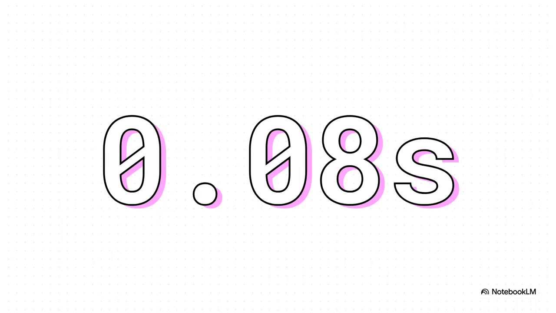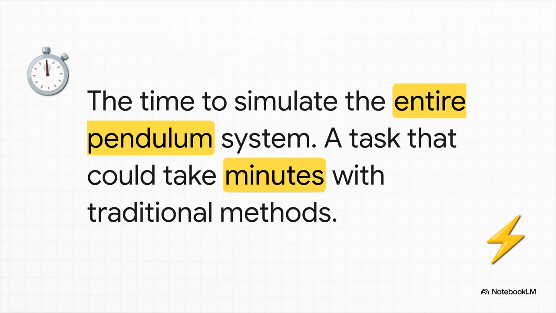I want you to look at this number, 0.08 seconds. What do you think that is? That was the total time it took to solve for the final state of the entire 10 pendulum system. A complex problem of coupled oscillators, finding its stable state in less than a tenth of a second? A task like that, using the old step-by-step calculation, we could be talking minutes, easily. The efficiency you gain by letting the system solve itself is immense.